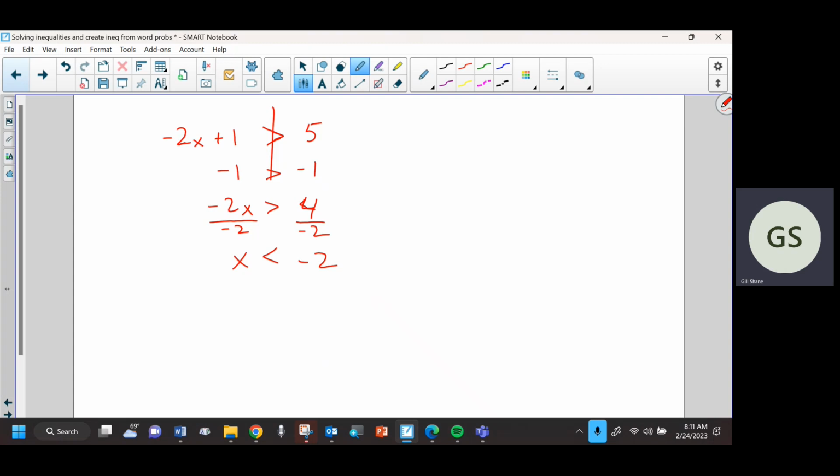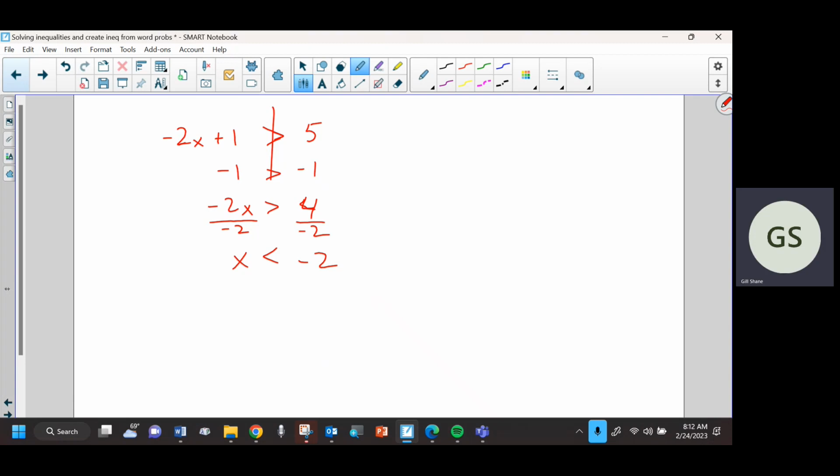I can do that real quick. -3 times -2 is +6. +6 plus 1 is 7. 7 is greater than 5. So now you can see that it works when you flip that sign. Just remember, divide or multiply by a negative, you have to flip the symbol. If it's greater than or equal to, it becomes less than or equal to.